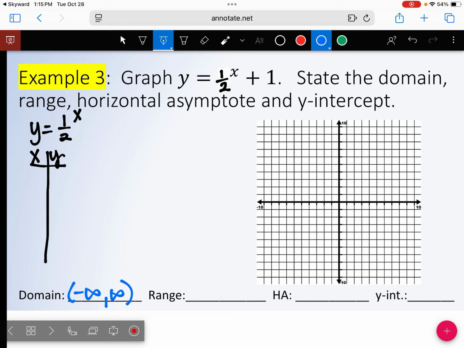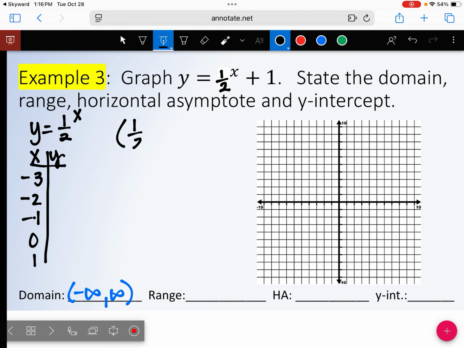All right, so don't make your table. We're going to do our table together. Because it's 1/2, and I'll explain this when we get to it, we're going to use negative numbers. We're going to use more negative numbers than positive. So my x values that I'm going to use are -3, -2, -1, 0, and 1. And I'll explain why that is.